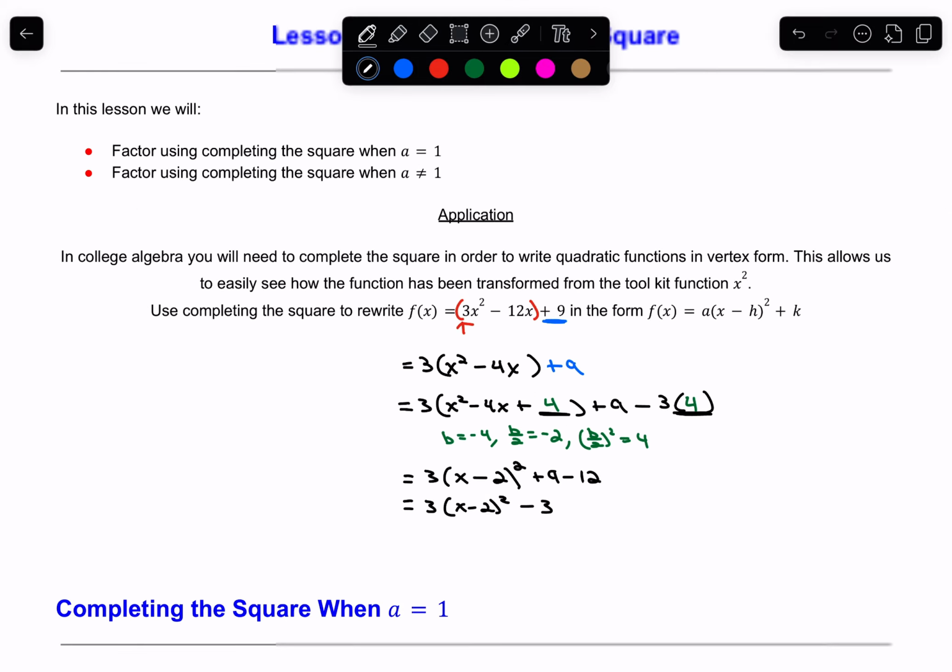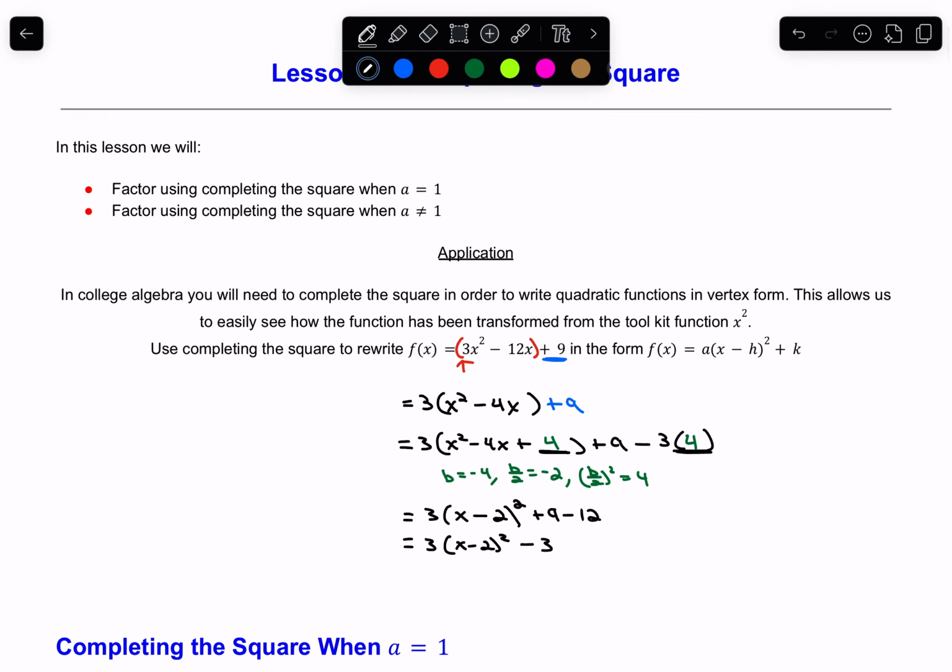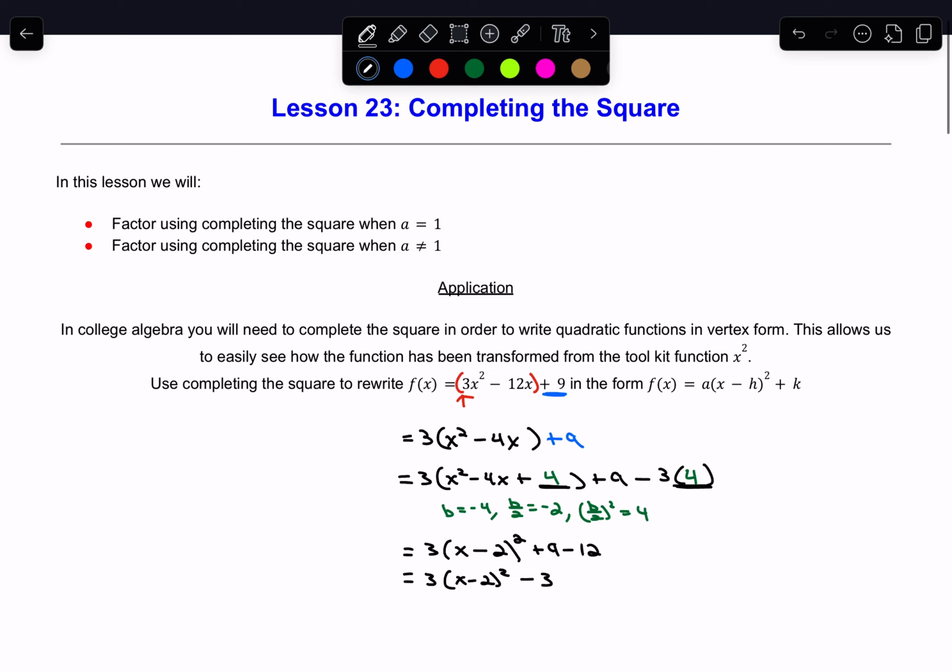And that's it. We have now put a quadratic function into vertex form, which again in lesson 26, we will see why we're doing that, and we'll actually make some use out of it.